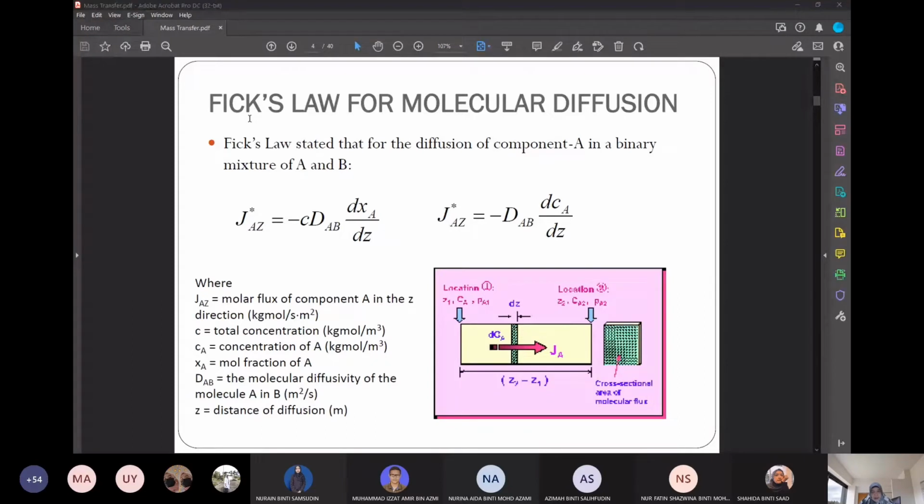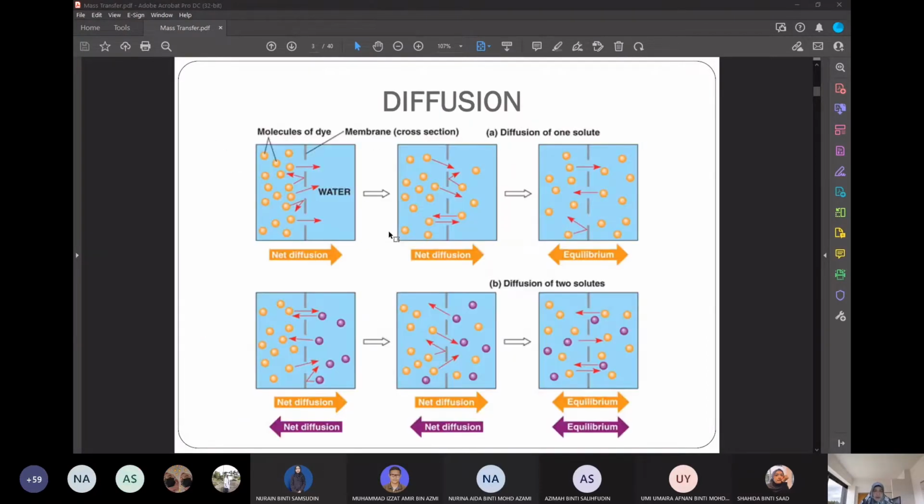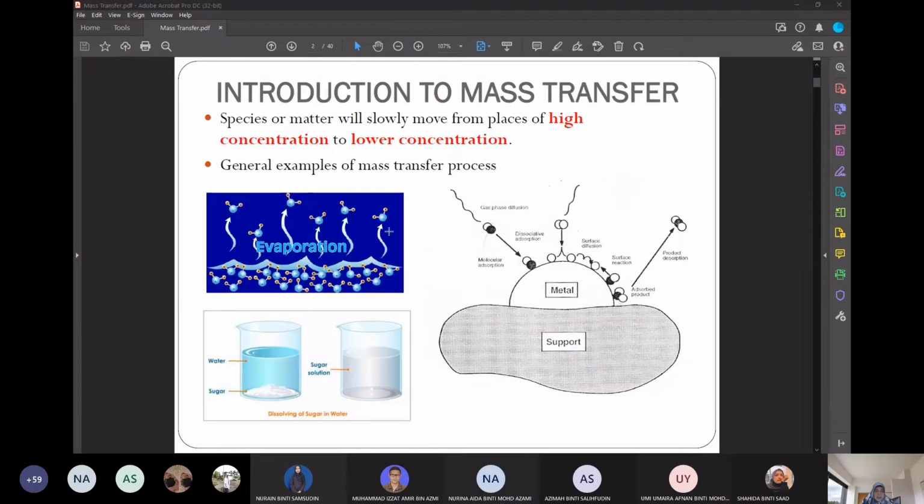Alright, so let's recite before we proceed. This is what you have learned in week number 1, which is introduction to mass transfer. So I believe that now you can explain the definition of mass transfer.